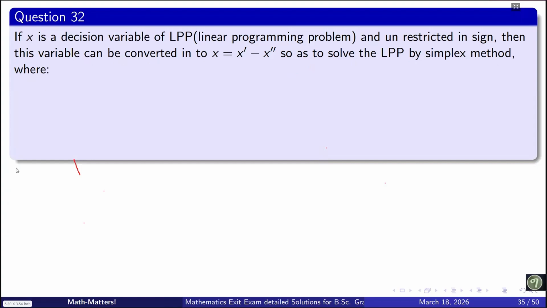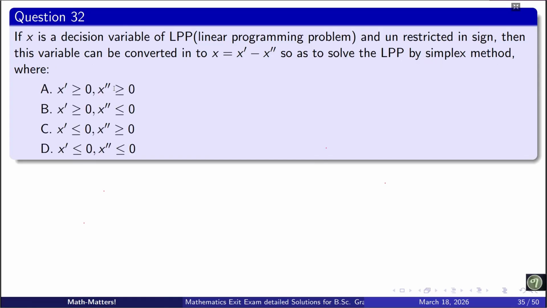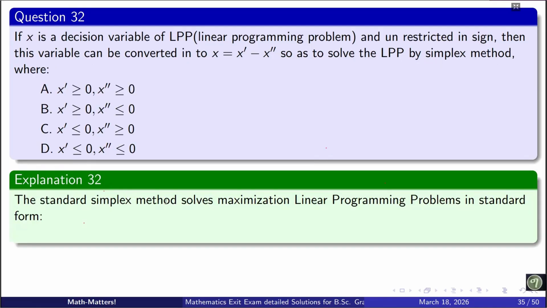The next question says, if x is a decision variable of an LPP, that is a linear programming problem, and is unrestricted in sign, then this variable can be converted into x equals x prime minus x double prime, so as to solve the linear programming problem by the simplex method. We know that the standard simplex method solves a maximization linear programming problem in standard form. That is, the standard simplex requires non-negative variables. Therefore, we have to select from the given alternatives the non-negative variables.